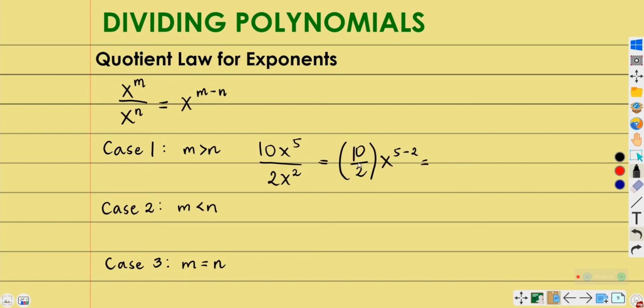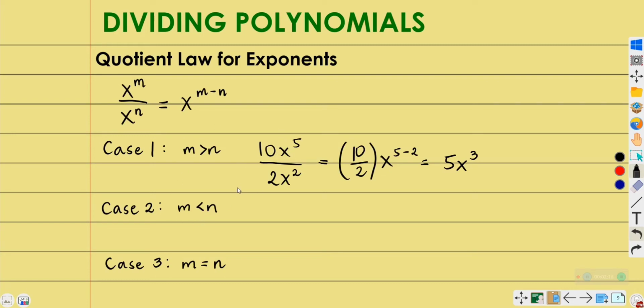Okay? So, since 10 is divisible by 2, magiging whole number na po to, di ba? So, in case po na hindi siya divisible, magiging fraction po, ilo-lowest term nyo lang. Since divisible naman siya, 10 divided by 2 is 5. And then, simplify po natin to. Copy yung x. And then, 5 minus 2 is 3. So, the answer po, 10x to the 5th power divided by 2x squared is equal to 5x cubed. So, ganito po ang mangyayari kapag mas mataas ang exponent po sa numerator.